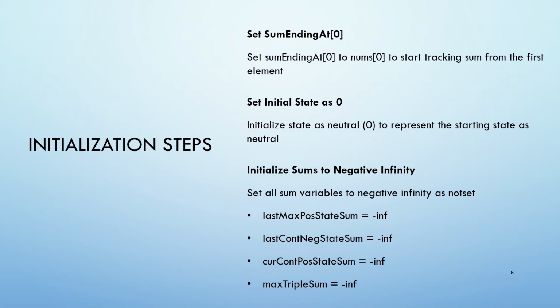So let's jump into the logic part of our algorithm. First we will initialize our variables. We will consume the first element of the array. We will set the sum ending at 0 to nums of 0. We will set the state at 0, that is neutral, and we will set every segment sum to -infinite to indicate it is not set yet. Also, we will set the maximum trionic sum, which is our answer, to -infinite to indicate that it is not set yet.